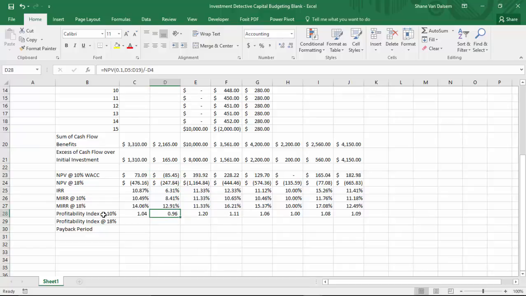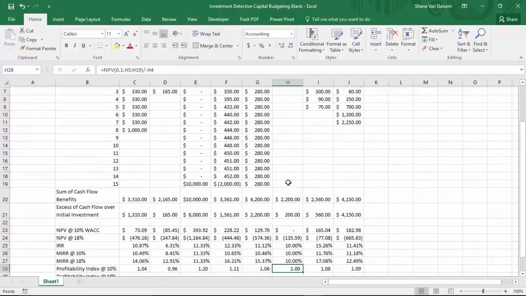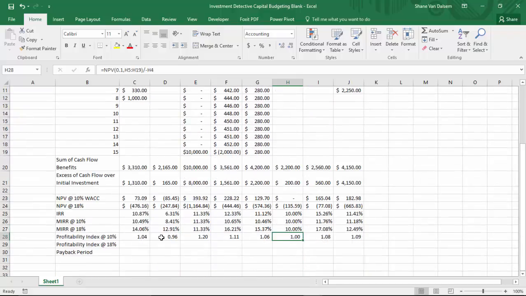So our profitability index at 10%, our weighted average cost of capital at 10%, and we go across here and we can see that they're all above 1 except for this first one here where we had an NPV equal to 0. I'm sorry, this is number 6. But and then this one here where our NPV was negative, but the rest of them are above 1.